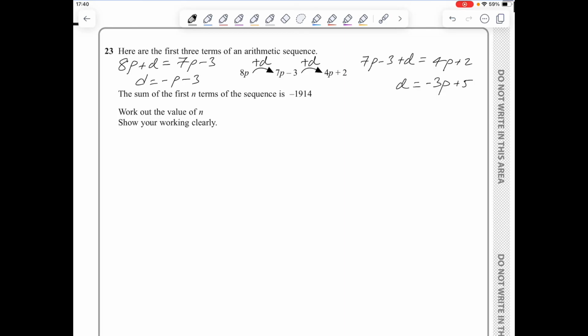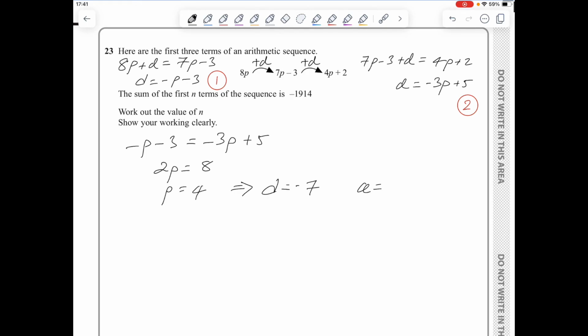And now you have two simultaneous equations, which we must solve together to find the value of D and the value of A. A is the first term, so minus p minus 3 is equal to minus 3p plus 5. 2p comes out to be 8, so p is equal to 4. Therefore, if I replace this p into one of the two equations, 1 or 2, I will get D is equal to minus 7, and I know that A is equal to 8p, therefore A is equal to 32.